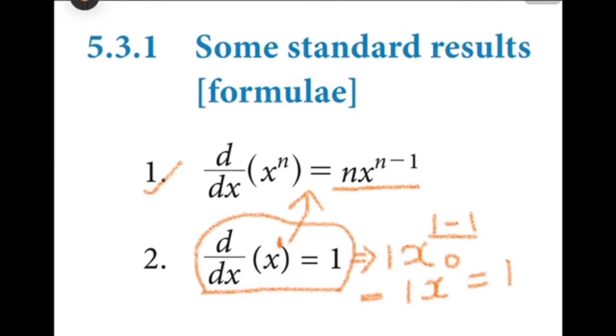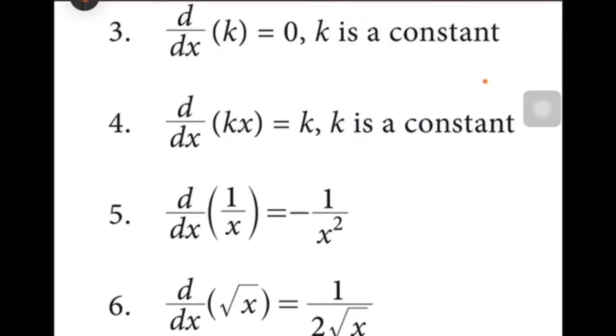Hope you can understand. So, d by dx of k is equal to 0. Differentiation of a constant gives 0. d by dx of kx is equal to k. We know if we differentiate x, we will get 1, from the second result on the same page. So, d by dx of kx is equal to k.